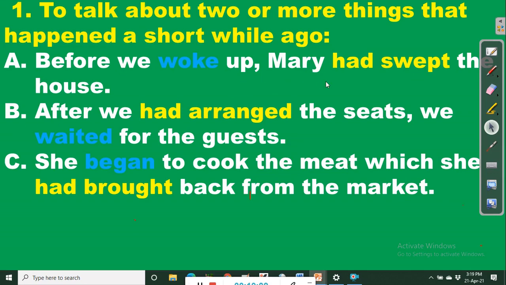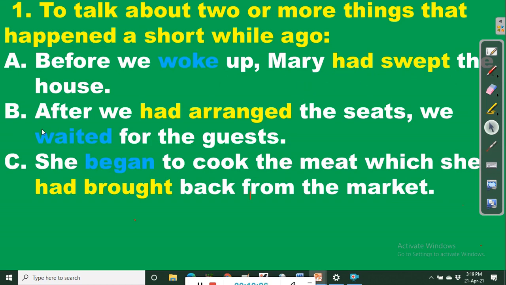Before we woke up, Mary had swept the house. So two things happened. You know, Mary swept the house and then we woke up. And then we use the past perfect tense here to talk about what happened first. You know, Mary had swept the house before we woke up.